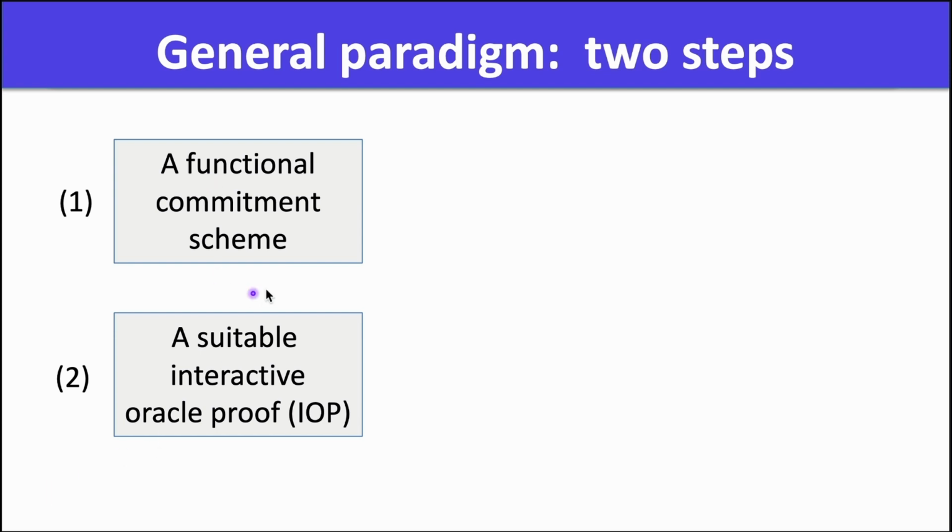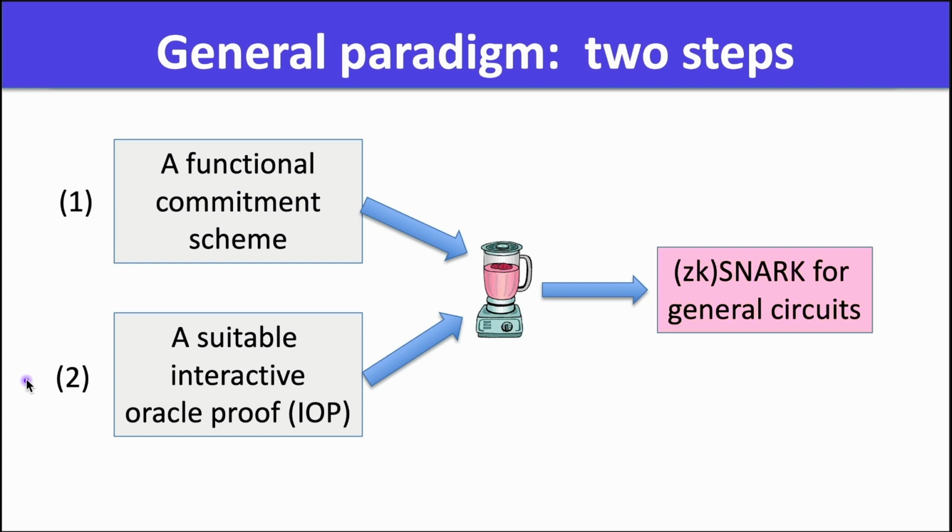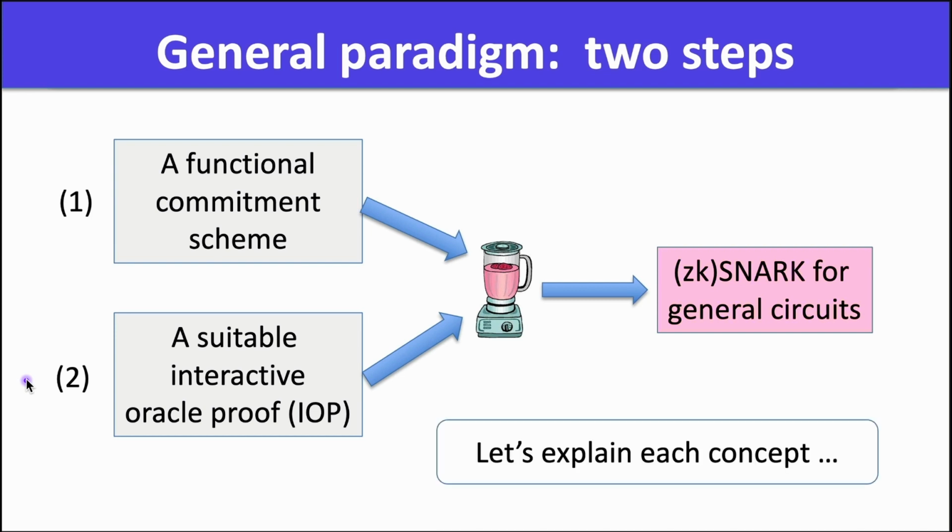The first concept is what's called a functional commitment scheme, which we'll define in just a minute. And the second concept is what's called an interactive oracle proof. The interactive oracle proof, an IOP, is going to be compatible with the functional commitment scheme. Again, we're going to define these two concepts in just a minute. We're going to put these two things together, and out will come a SNARK for general circuits. So let's see exactly what each of these concepts mean. We'll start with functional commitments, and then we'll describe what interactive oracle proofs are.